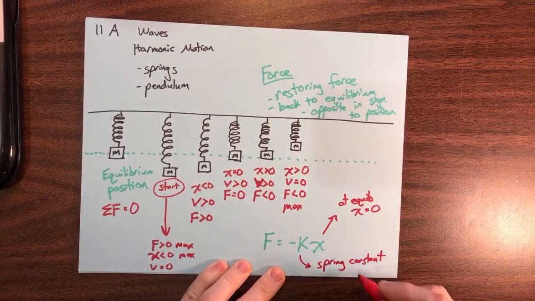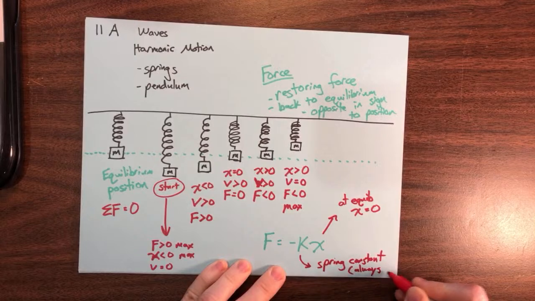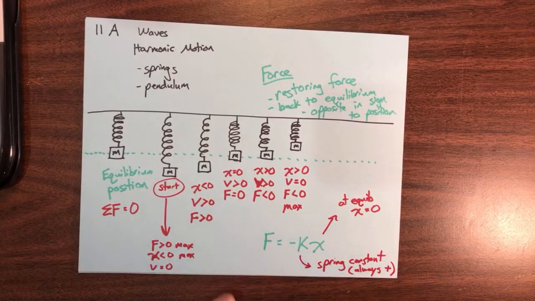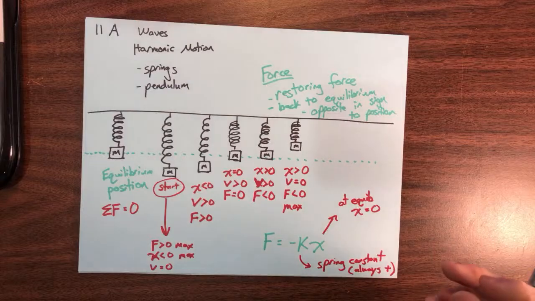That spring constant is always positive, okay? So this negative here goes towards that force. The spring constant is always going to be positive, so that your displacement and your force are always in opposite directions. The negative simply means that they're in opposite directions. So it also means that the force is a restoring force. It's pushing in the opposite direction as the displacement.